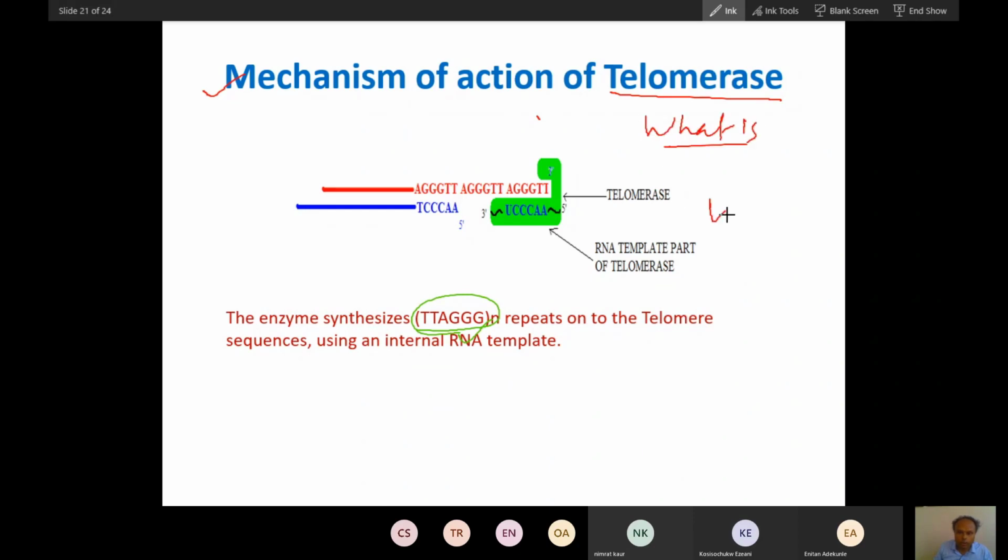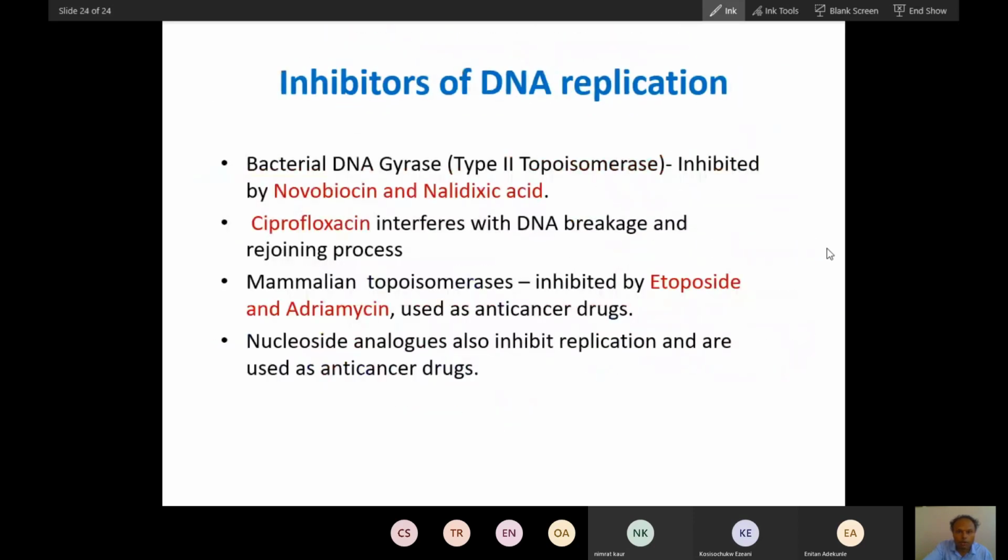And what is telomere? Remember these two concepts: what is telomere and what is telomerase? Telomere does not have a gene. It has a repeated, tandem sequence of DNA repeats. So this is telomerase.